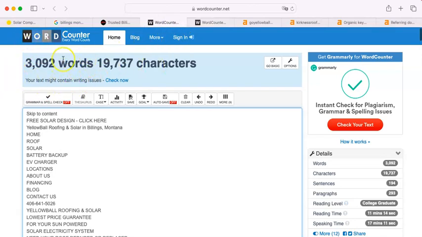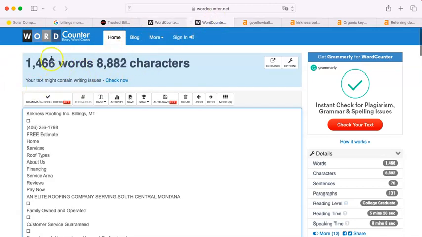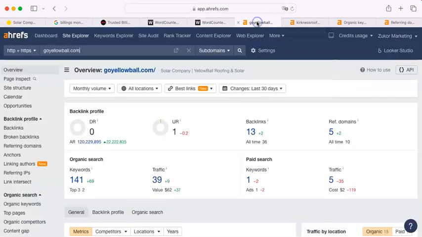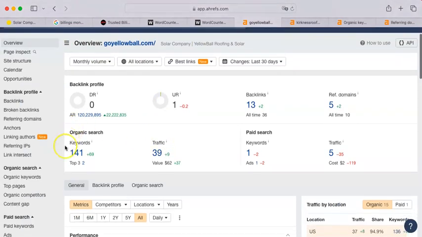But here's the deal. Not all words are equal. And they have not even made the 1,500. They're close, but no cigar. But their words also might be exactly what's going on. Let me show you. Here you are, Go Yellow Ball. And you have 141 keywords on your website.